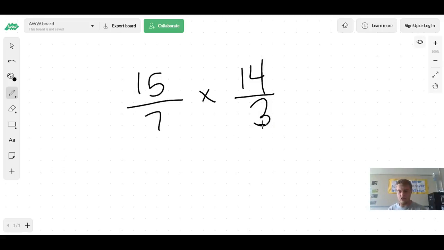But in multiplication, you get an extra special operation. And here's the reason why. 7 times 3 is the same as 3 times 7. They're both 21.